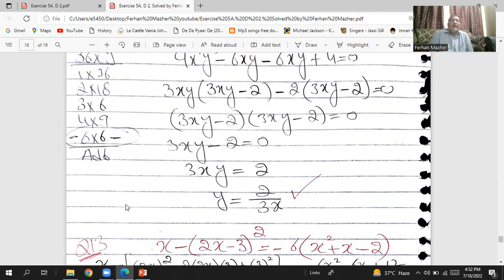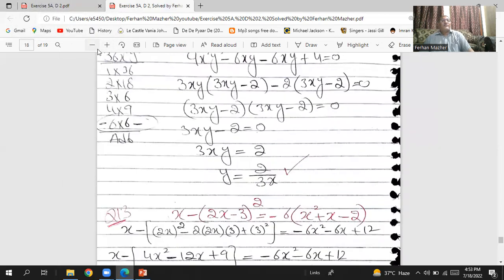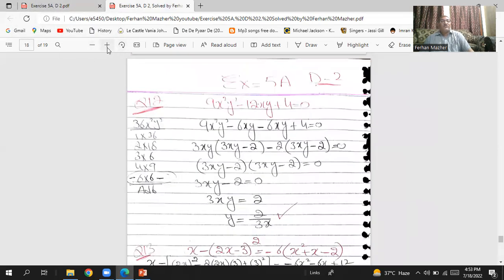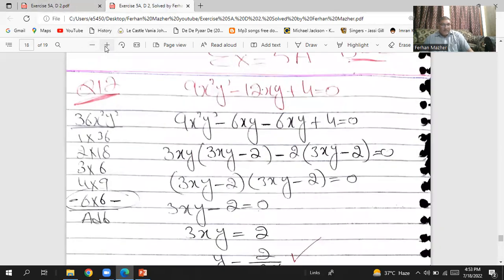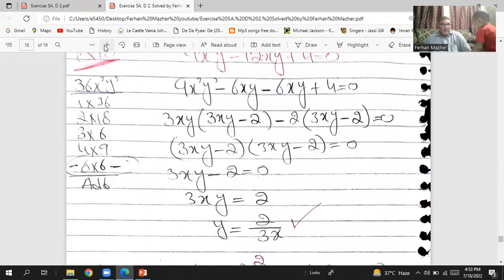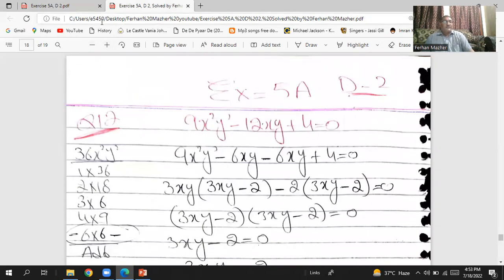So 3xy equals 2. So y will be equal to 2 divided by 3x. And this is what they have asked us to write, y in terms of x. So let me reduce the size so you can see the whole question together. So my dear students, I hope you can see this question now. The whole question is showing up on your screen, and let's go to the next question. That was question number 12.